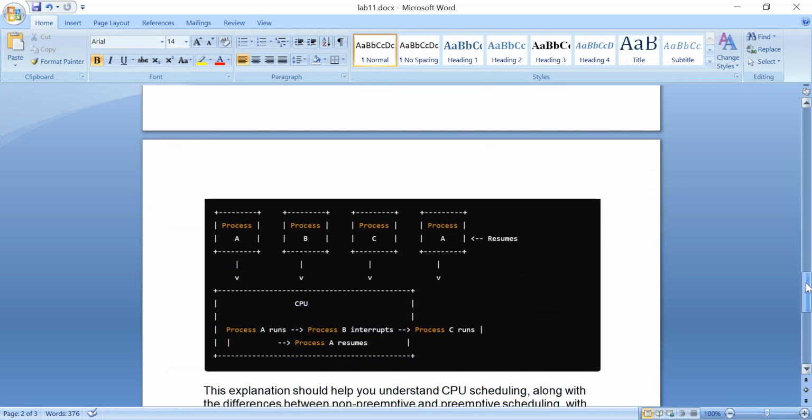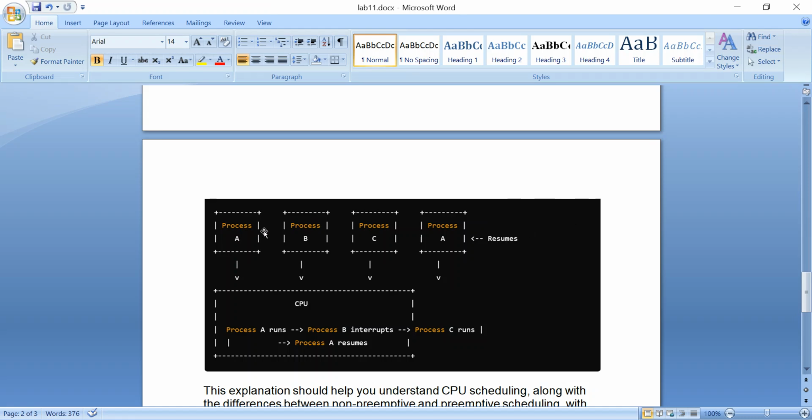So we have processes A, B, and C. Process A runs, and then comes process B with high priority. It interrupts, the CPU runs that process, and then process A goes back into the ready queue. As you know, we have the ready queue and the running queue. The ready queue is where all the processes wait for their turn, and the running queue is where the CPU is actually running its processes.